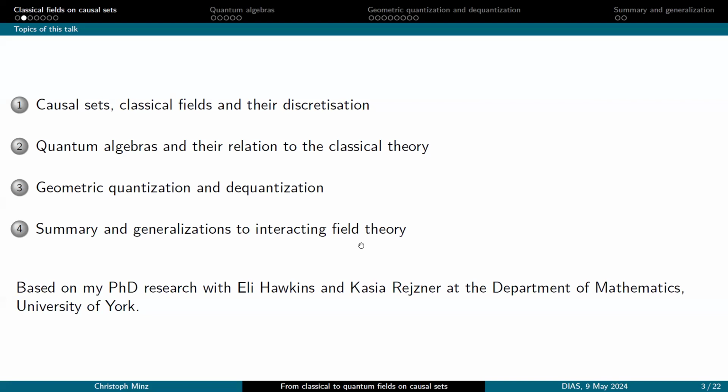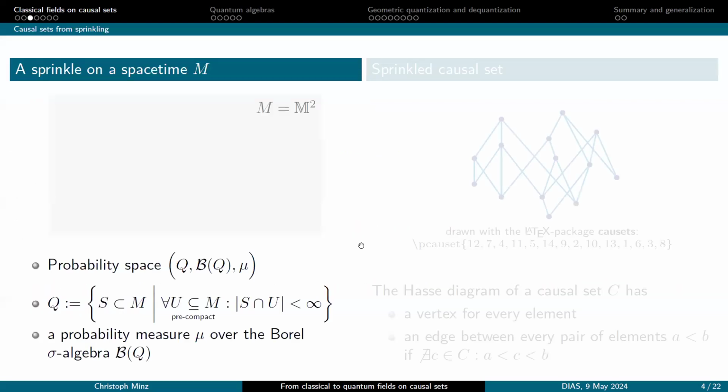It turns out in the end that the state you get from this approach is in fact the Sorkin-Johnston state. This is a state which is fairly well known in causal set theory. And then I will come to the summary.